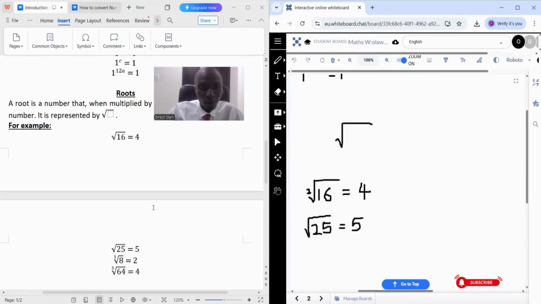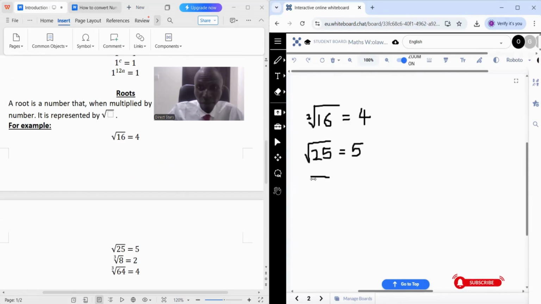The next example, we're asked to find the cube root of 8. So what we're asked to do here is to find a number that can multiply in 3 places to give us 8. Then the number is 2, because 2 times 2 times 2 gives us 8. So the cube root of 8 is going to give us 2.